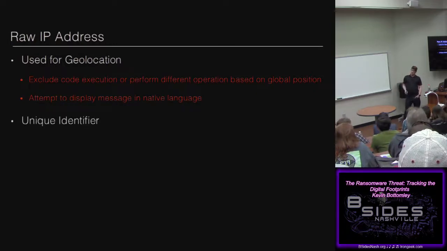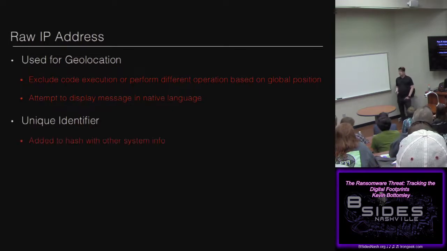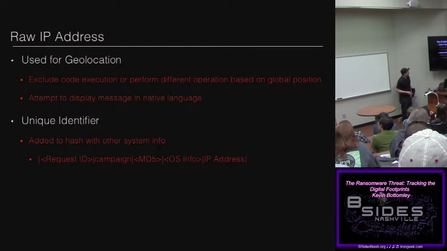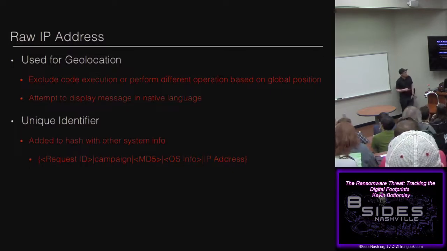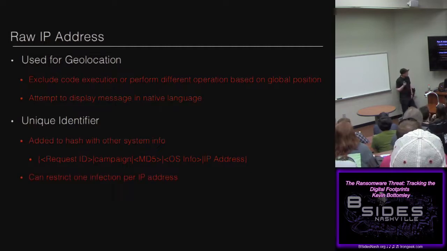The other part is that it creates a unique identifier, which is added to the hash with the other system info. Basically, it looks something like this in a POST request: the requesting ID, the campaign number, the MD5 of the system altogether, then the OS info, and then the IP address attached to it. And this is all sent to the C2 to basically fingerprint the system.